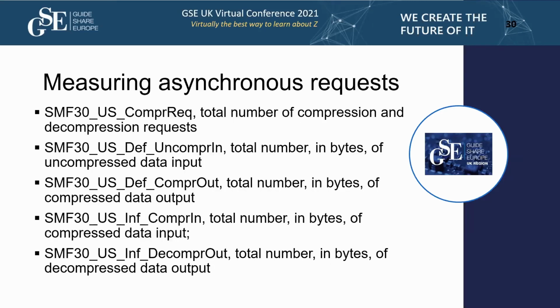These are the fields which are relevant for compression and decompression, which are provided in SMF30. So for each address space in the system, they are almost the same that we found in SMF74 subtype 10. The major difference is that we don't have the detail of compression and decompression requests, but we have just one field including both kinds of request.